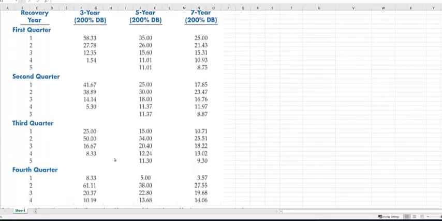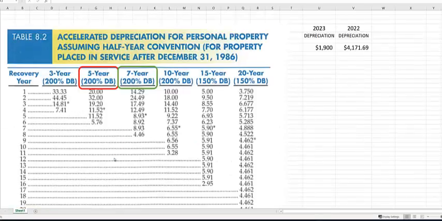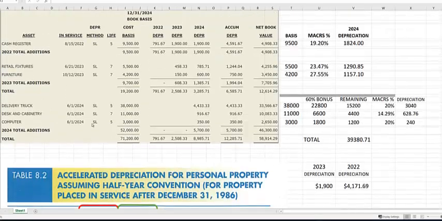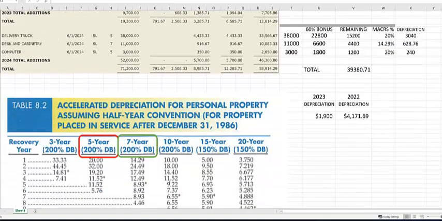The first item, better get that figure first. The first item was purchased in June. That is the second quarter. January, February, March is the first quarter. April, May, June is the second quarter. So June 21st for $5,500, and it has a 7-year useful life.